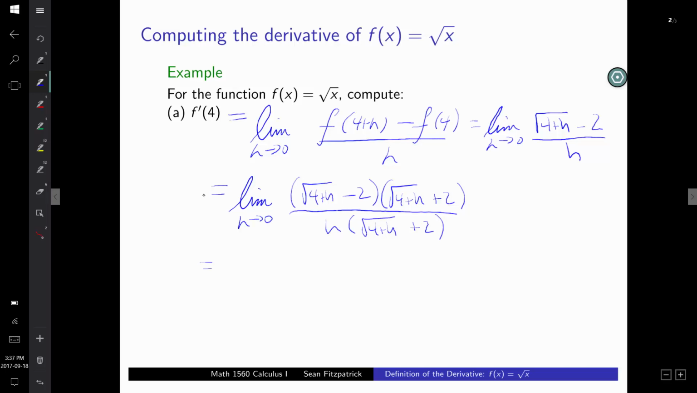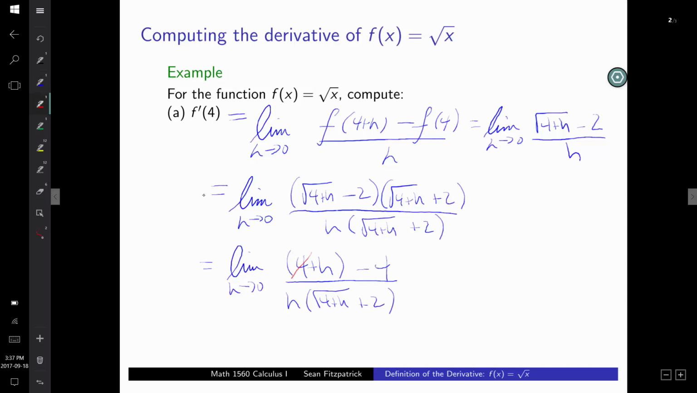What do I get on the top? Well, the square root times the square root, the square root squared makes the square root go away. I get simply 4 plus h. My cross terms cancel, right? This gives me plus 2 times the square root. This gives me minus 2 times the square root. And then minus 2 times 2 gives me minus 4. And write down the denominator, and now we start canceling.